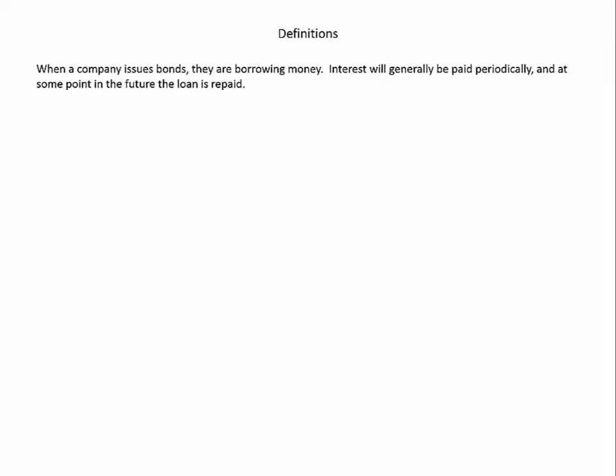When a company issues bonds, they're essentially borrowing money. Interest is generally paid periodically, and at some point in the future, the loan has to be repaid. Now, in England, they used to have what were called perpetuities, and a perpetuity is essentially a bond that lasts forever, in perpetuity. Those never really caught on in this country, so bonds have fixed maturity dates.